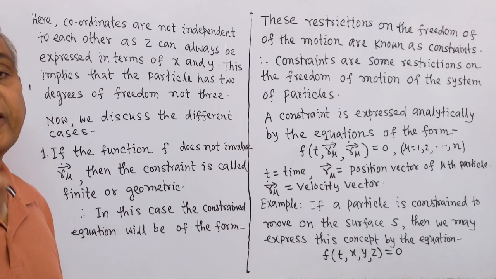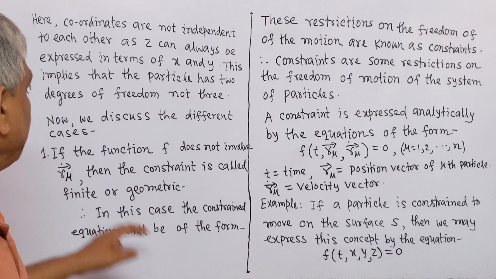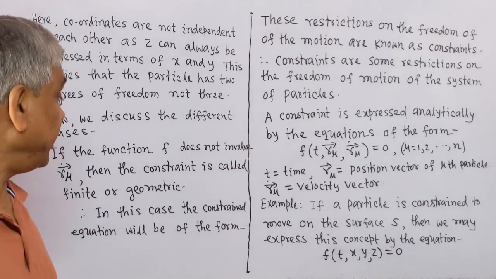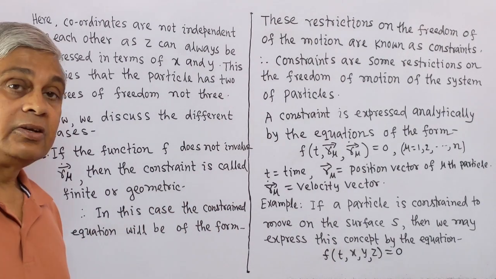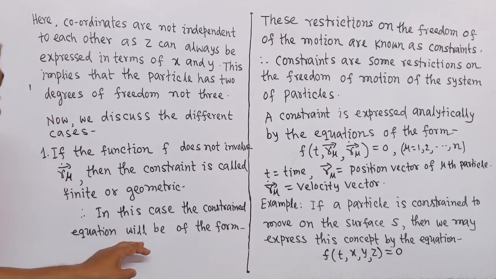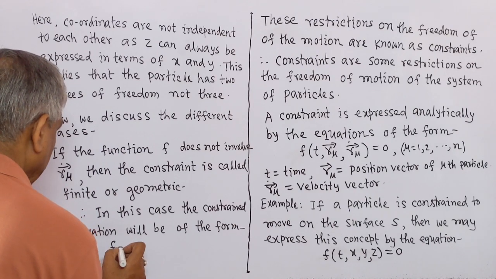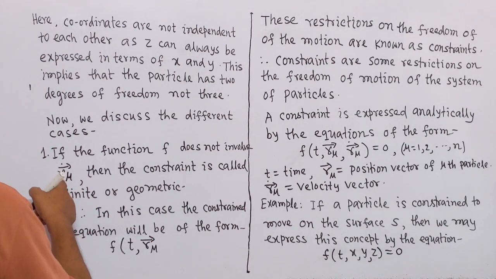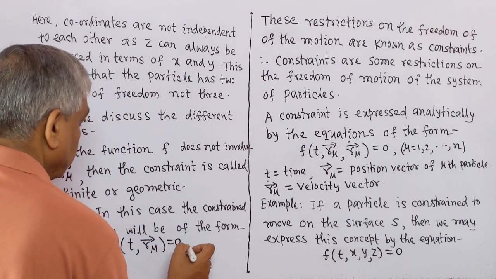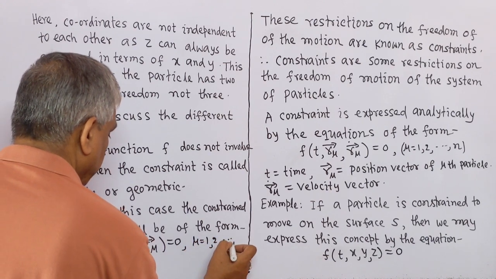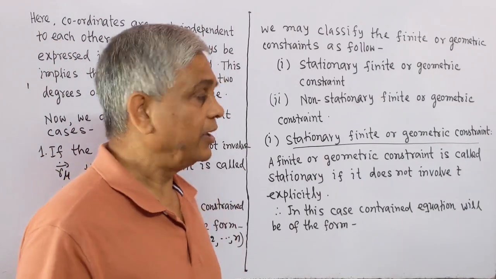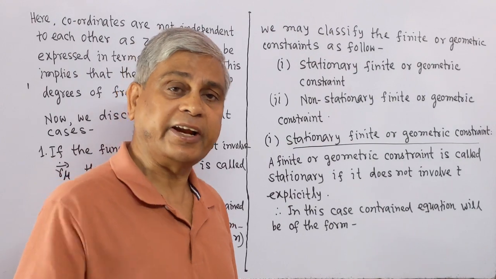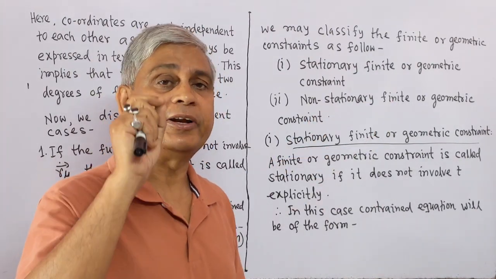Now we discuss the different cases. Number one, if the function f does not involve the velocity vector r mu dot, then the constraint is called finite or geometric. In this case, the constraint equation will be of the form f of t, r mu, the position vector, and it will not involve the velocity vector, and this will be equal to 0, mu equals 1, 2, up to n. We may classify the finite or geometric constraint as follows. Number one, stationary finite or geometric constraint. Number two, non-stationary finite or geometric constraint.